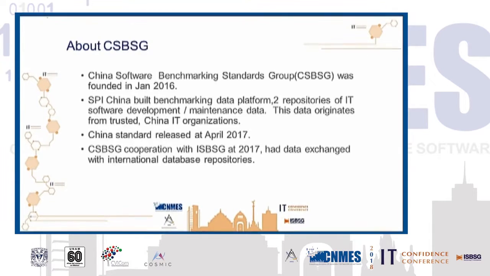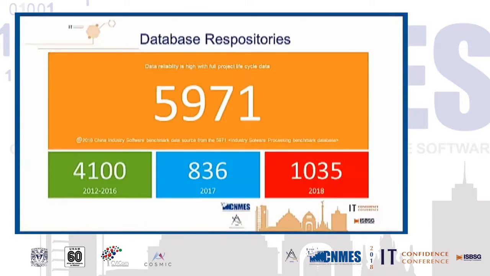About CSBSG, the China Software Benchmarking Standard Group was founded in January. SPI China built the benchmark data platform, and we have two repositories: one for software development, and another for maintenance data, like the ISBSG. This data originates from trusted China organizations, and the China standard was released in April. Last year, we cooperated with ISBSG and exchanged data with the International Database Repository. So today's report is all generated from the China repository, okay.